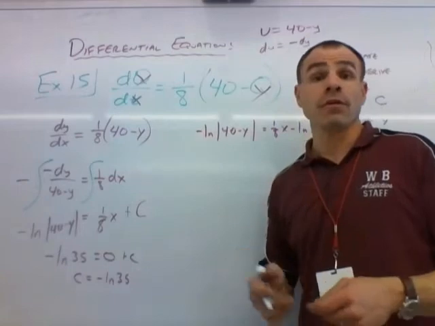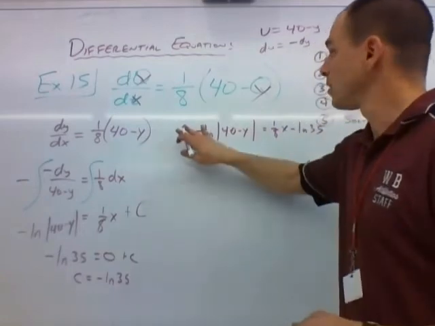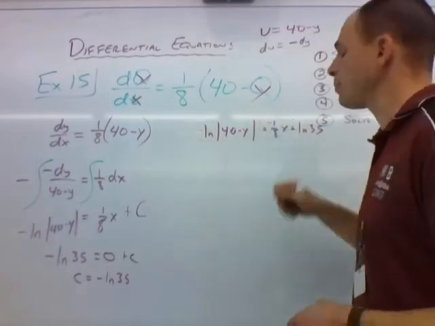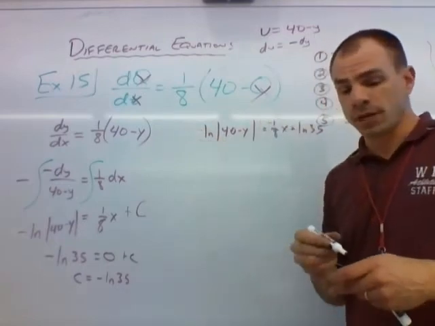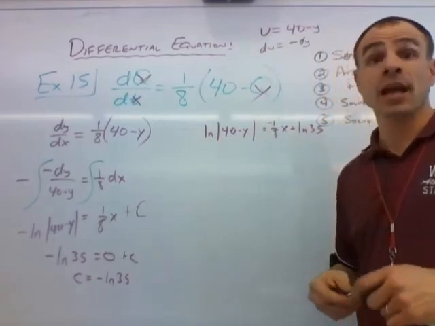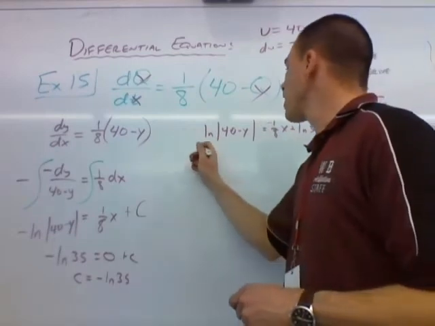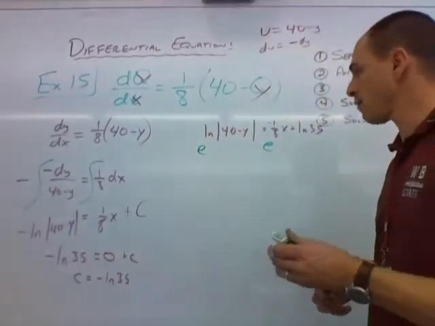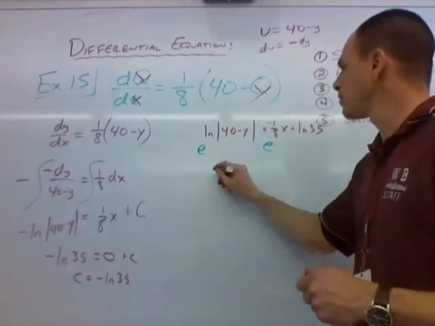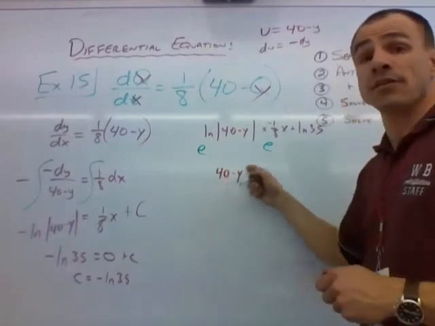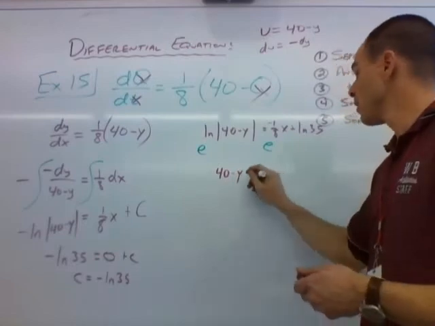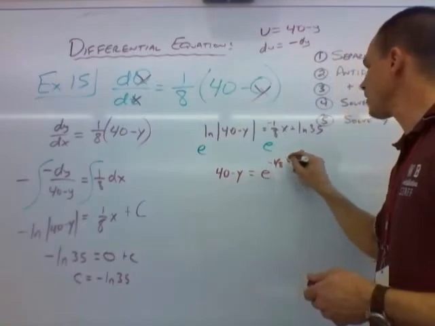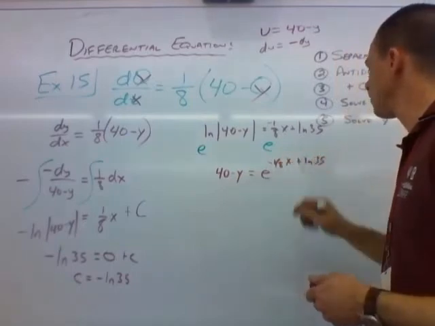Right? We've got to get rid of the negative sign. That's easy. We'll just negate everything. So that becomes positive. This becomes negative. That becomes positive. Now we have to get rid of the natural log. How do we do that? Exactly. We're going to use e. So we're going to raise both sides up into the exponent of e. And in doing so, we now have 40 minus y. And again, it's positive because the other side is e. Right? And we have e to the negative 1/8 x plus the natural log of 35.